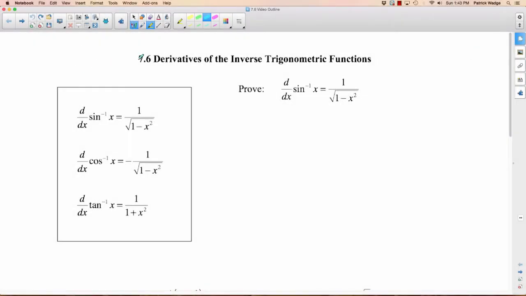Section 7.6, the last section of chapter 7, except for review. So once you get through this one, you've made it. Toughest chapter in the course will be over. Okay, so what we're going to look at is the derivatives of the inverse trigonometric functions.